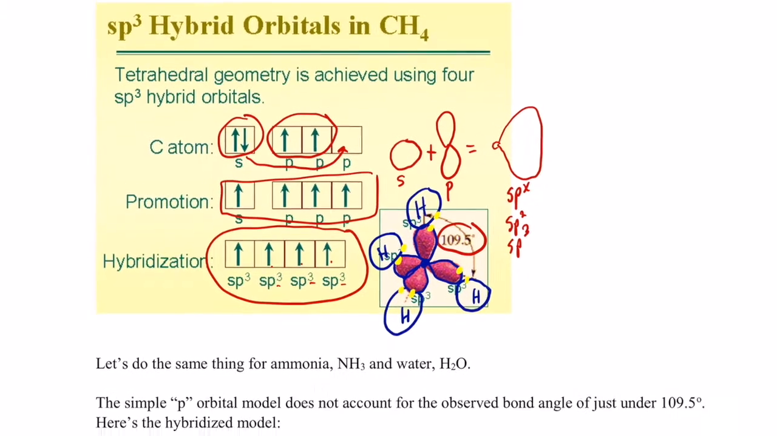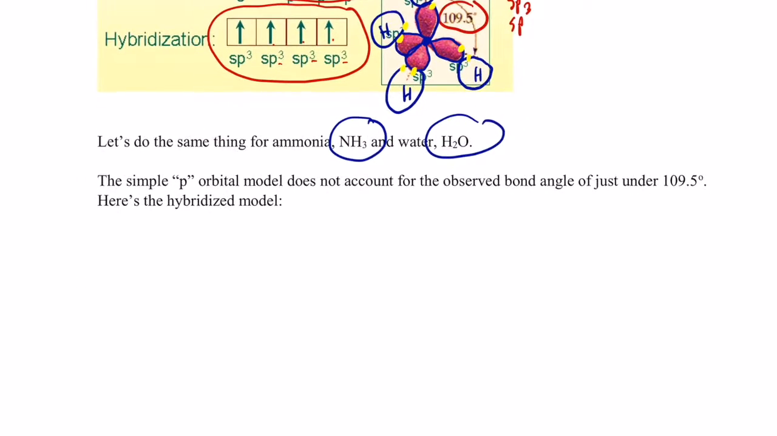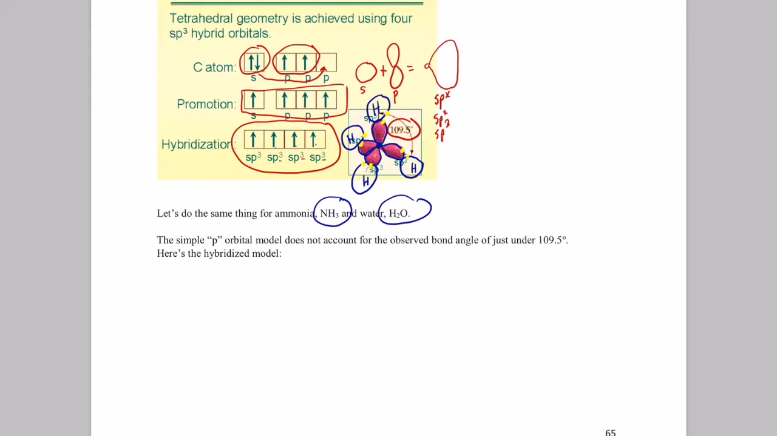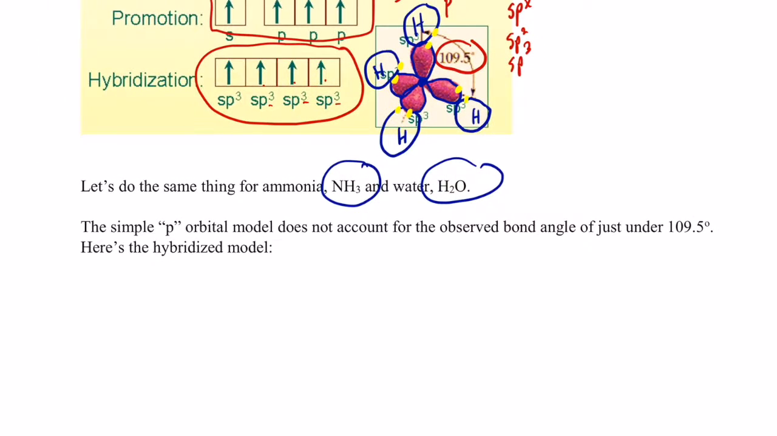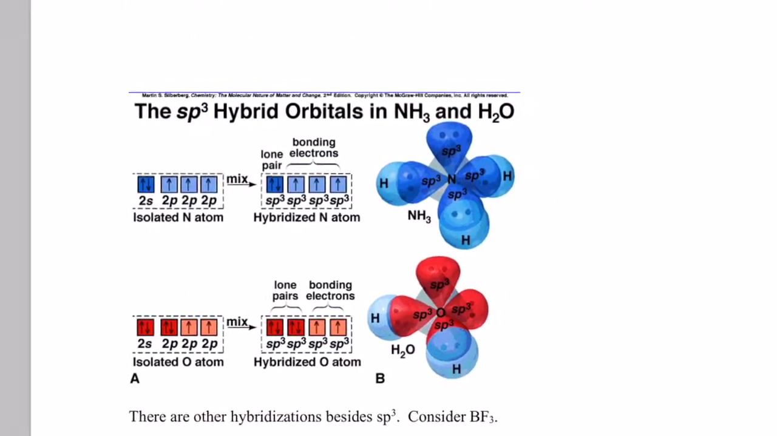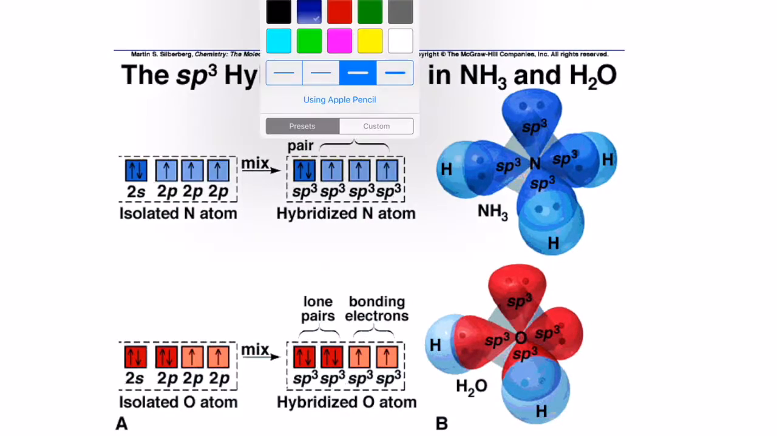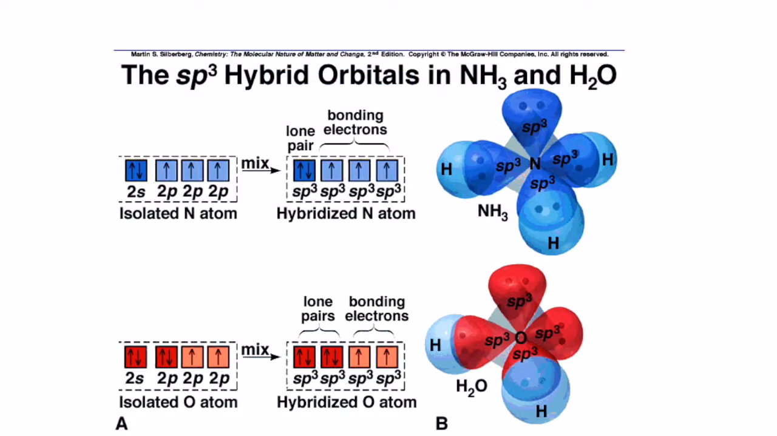Okay, let's try to do the same thing for ammonia, NH3, and water. The simple p orbital model does not account for the observed bond angles of just under 109.5 for either of these. So here is the unhybridized model. So let's take ammonia first. We're going to take the central atom nitrogen in ammonia. Let me switch colors here because this is a blue illustration.